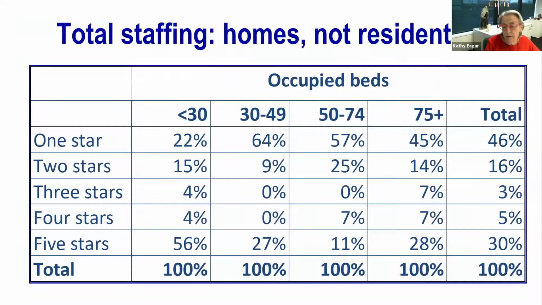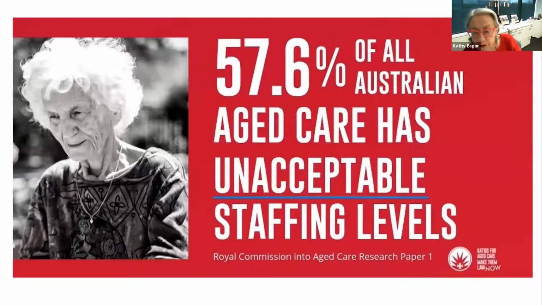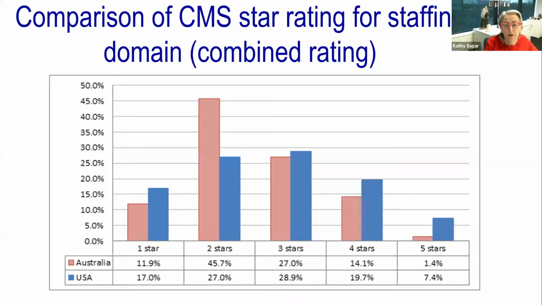And that worked out pretty much the same across homes, although I have to say that the smaller homes do better. 56% of small homes, this is beds here, are 5 stars compared to 28% of the large homes, the 75 bed homes and up. This piece of research we did led to this campaign by the Nurses Association, and it was a good headline. 58% of all people in residential aged care are in homes with only 1 or 2 stars. And it's the first and only time in my whole career that I can point to something in the American healthcare system and say that they do it better than we do, but they do.